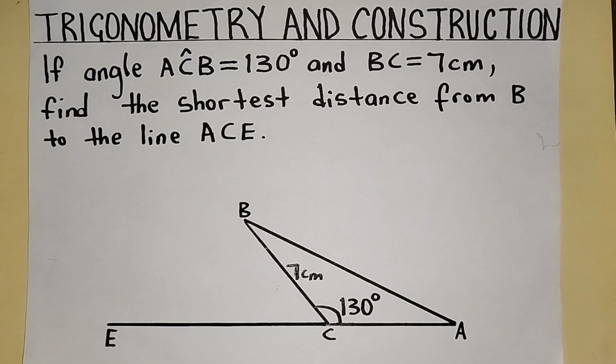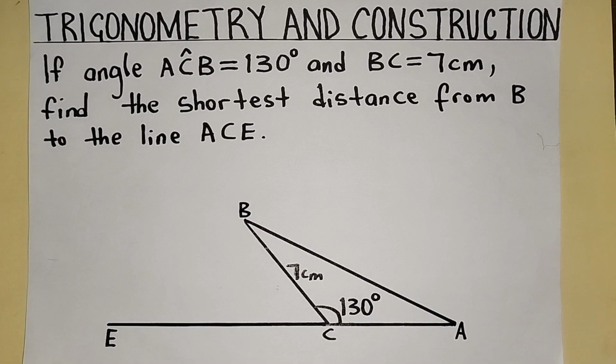So the first method which you are going to use is the method of trigonometry. So you are going to use trigonometry to find the shortest distance from B to ACE. Let me be quick to say that the shortest distance from this B to the line ACE is a line which starts from B moving towards ACE, and when it touches ACE, it forms a right angle. So it's a perpendicular from the point B, okay?